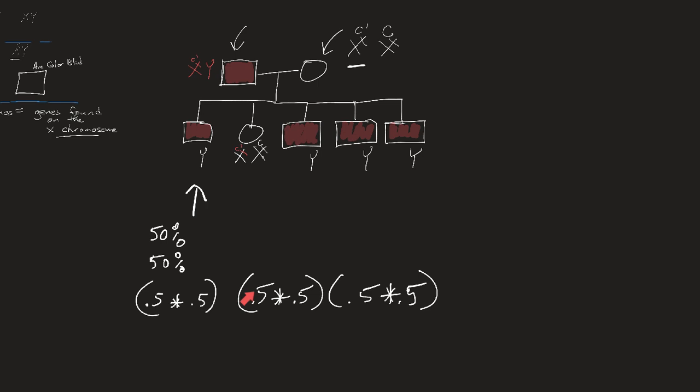Yeah. Then mom is going to give her an X. She has no choice. So does she give her the little c or the big C? Well, it's a 50% chance, right? 1 out of 2. So 50% times 50%. Why? Because it's "and," right? We're using "and." So she'd have to get an X from dad and get the X with the little c from mom.